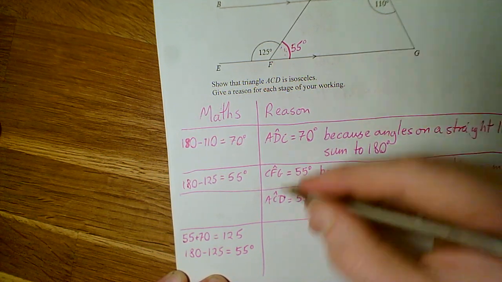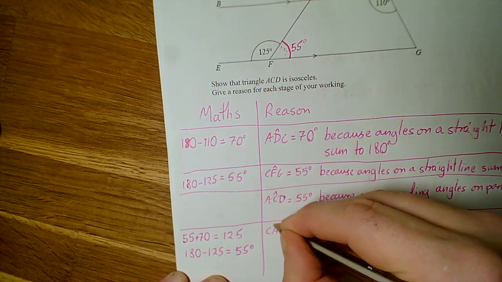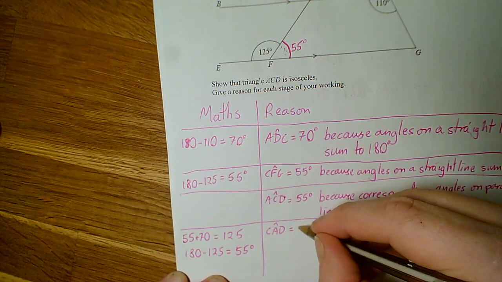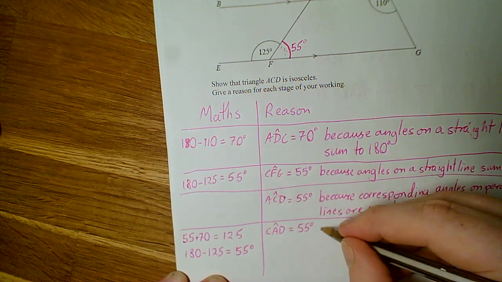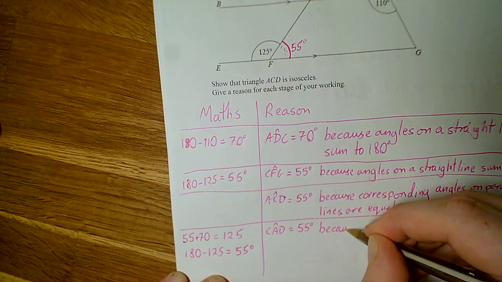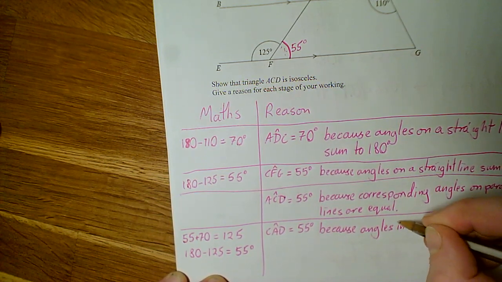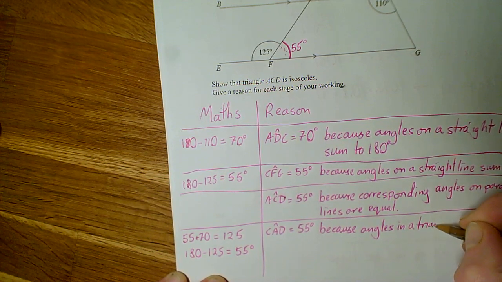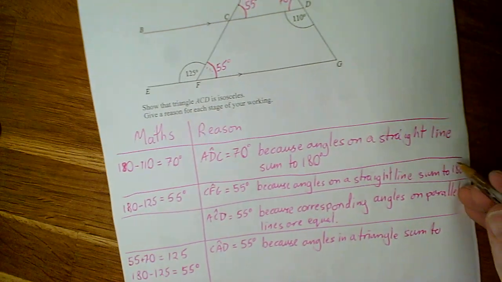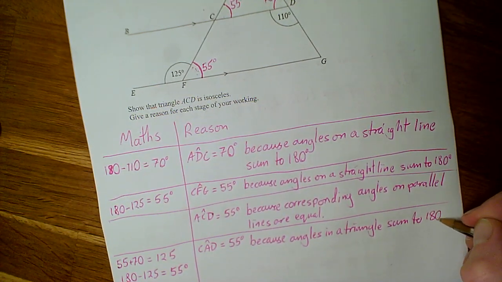So that's CAD is equal to 55 degrees. And the rule I used there was angles in a triangle sum to 180 degrees.